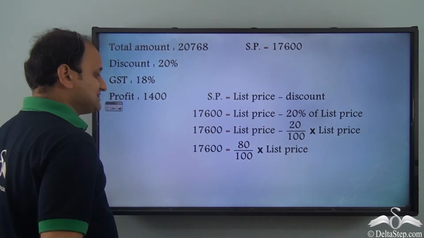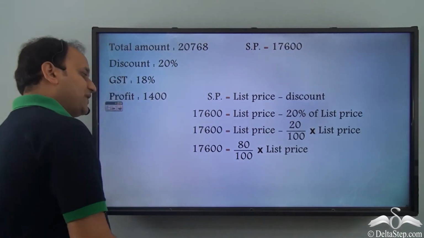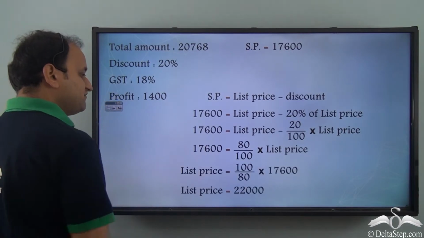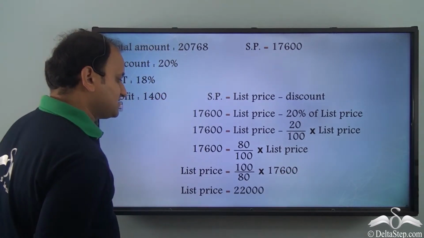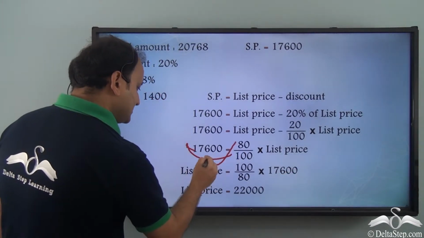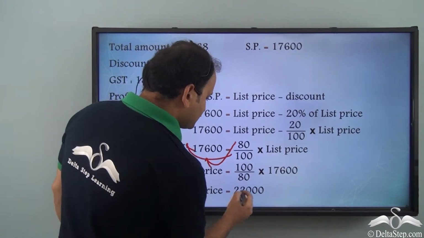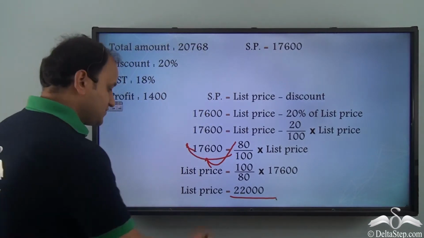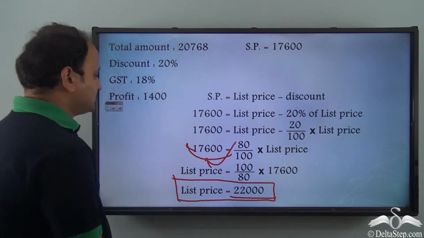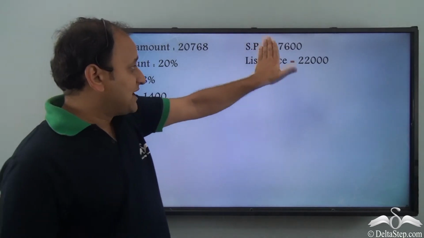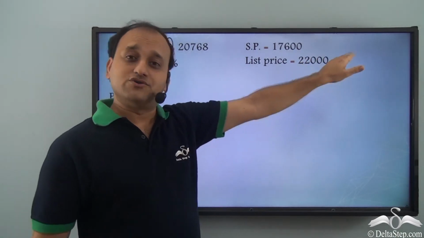So we can write this as 17,600 is equal to 80 by 100 into list price. And by cross multiplication, we can say that list price is equal to 100 by 80 into 17,600. So this will go up here, this comes down here. So we have 100 by 80 into 17,600, which is 22,000. So what is the list price? List price is 22,000. So now we have selling price, that is SP, as 17,600 and list price, that is 22,000.